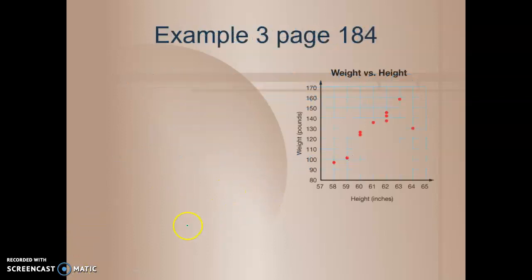So let's take a look at this graph. You'll notice that my graph doesn't actually start at an origin of 0. My first point here is 57. Typically there's a 0 there, and then there's a little break to show that we're not starting right at 0. Our height in inches goes along the bottom here, the x-axis, and our weight in pounds, the y-axis, goes up. And you can see that there are several heights and weights graphed on this particular coordinate plane.